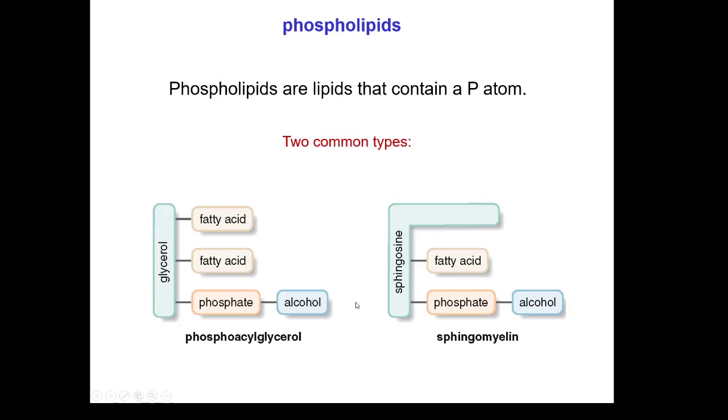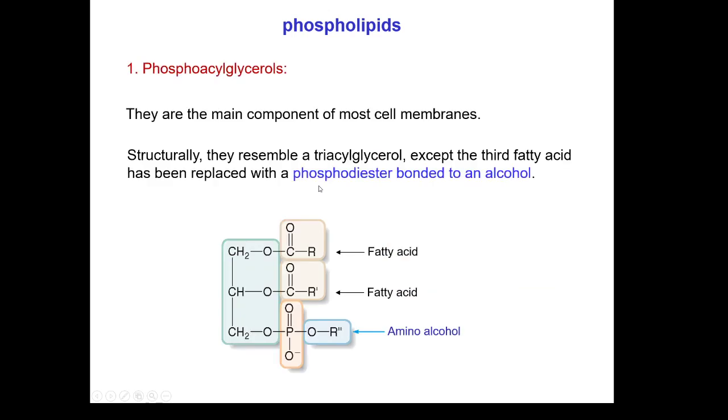All right, how about our phospholipids? We got sphingomyelin as one of our phospholipids, and we got phosphoacylglyceride, or in our case here, glycerol. Same potato here. Building up our lipid layers, things like that. So what are our phosphoacylglycerides? They're the main component. They make up our cell membranes.